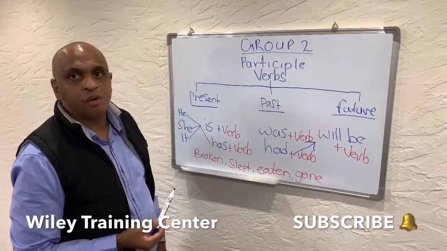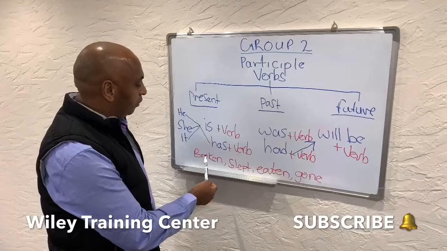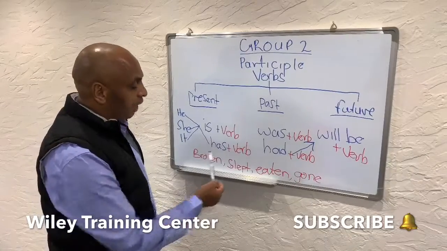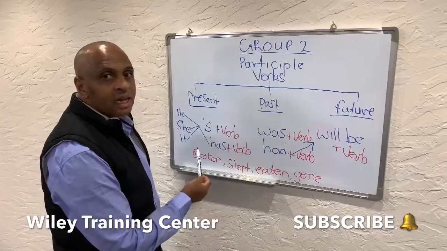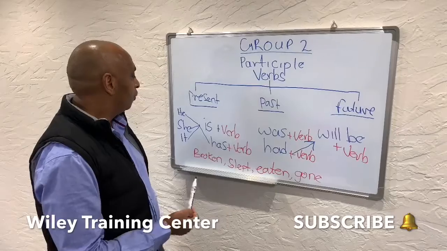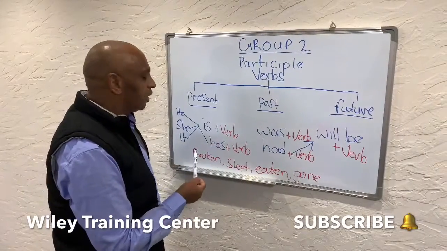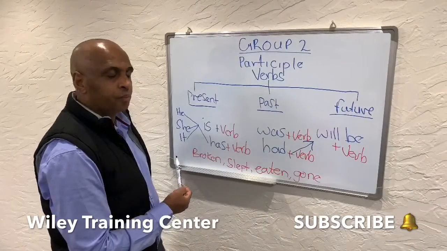Which participle verbs can we use? Here I have some examples: broken, slept, eaten, gone. Remember, these are not past tense verbs, these are participle verbs. So for the first one, I will use the first section with the verb broken.